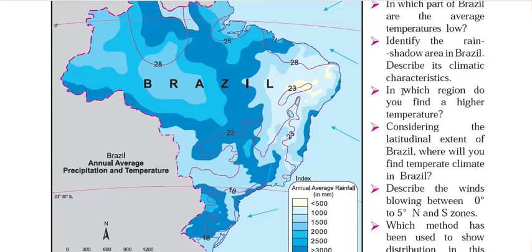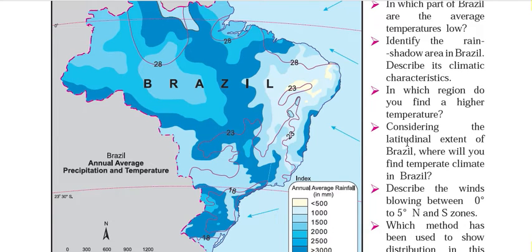Okay, next one, in which region do you find a higher temperature? See, in the northern part of Brazil, near the equator, you will find the higher temperature because this is a tropical region, Ushna Katibandha. So it is a tropical region. That's why here you will find maximum temperature in the northern part of Brazil.